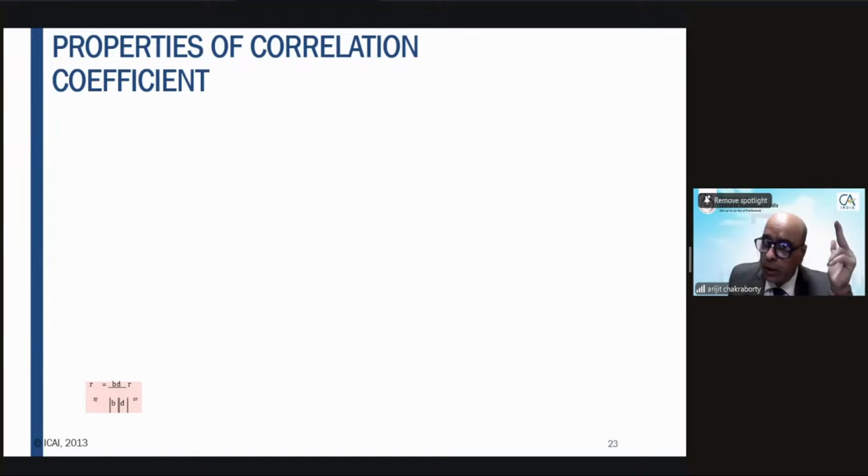So I will request all my participants on this platform who are following the session to please put equal importance on both theory and the practical problems, because correlation and regression have a lot of theoretical principles, which we have already covered, which are equally important for our exam.